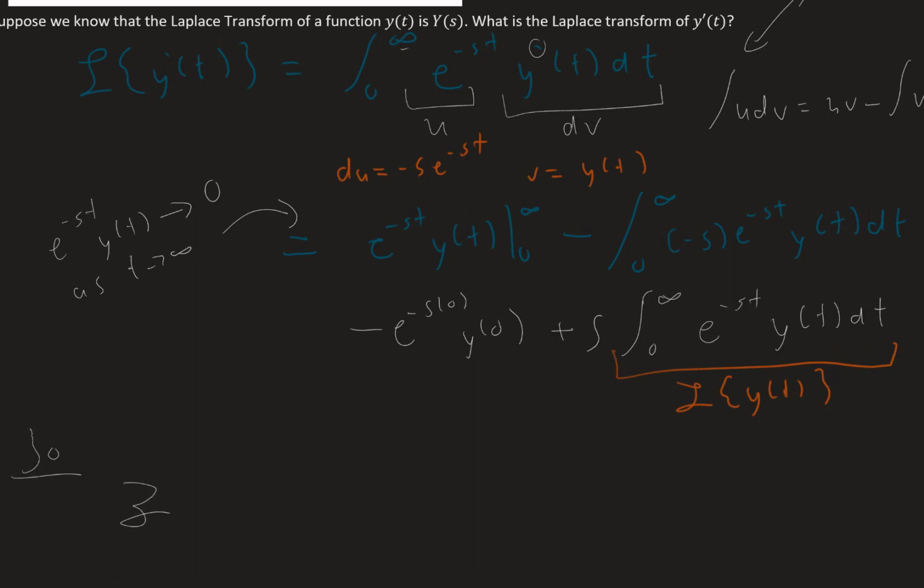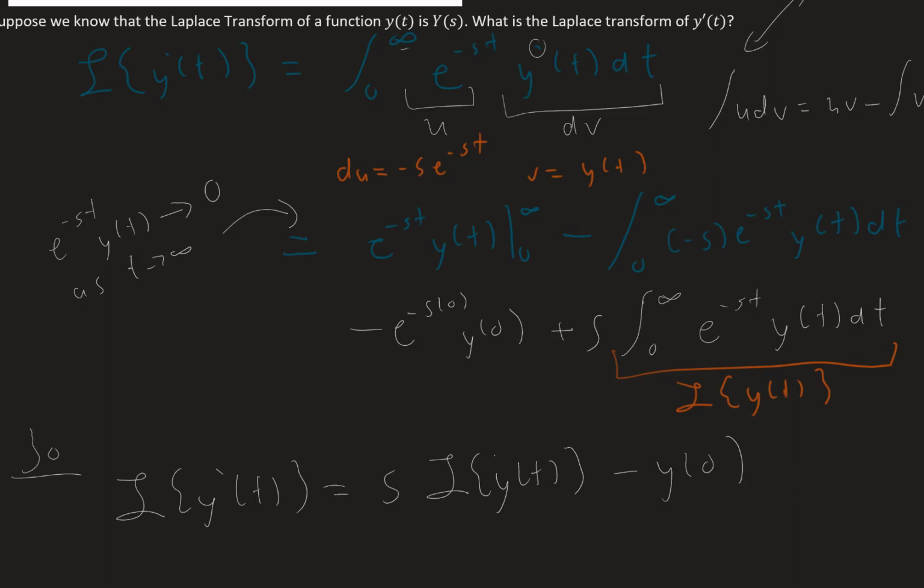is that the Laplace transform, that was extremely messy, I'm going to rewrite that one. The Laplace transform of y prime of t is equal to s times the Laplace transform of y of t minus y of 0.